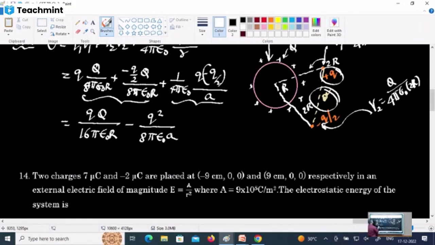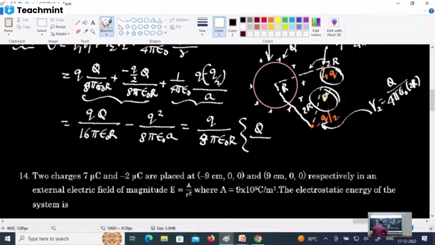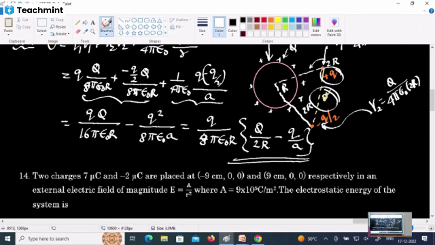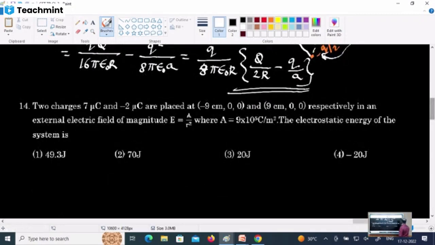So if you can bring the Q outside, 8 pi epsilon naught R out, what remains inside is Q divided by 2R minus Q divided by A. So that would be the final expression. You can check that out. Let us now move on to the next question, question number 14.